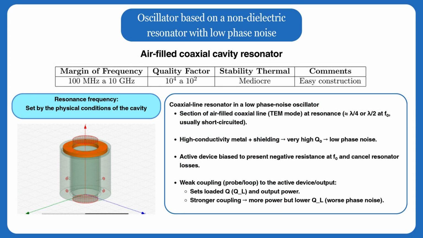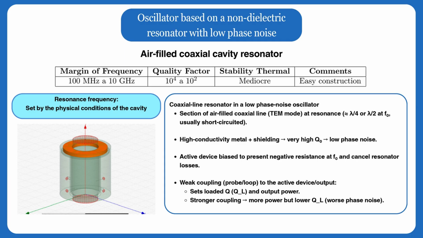We choose an air-filled coaxial cavity resonator as the frequency-selective element. It is essentially a section of a coaxial line with an inner and an outer conductor used at resonance. The line is usually short-circuited at one or both ends to create a standing wave, and its typical lengths are a quarter of a wavelength or half a wavelength at the desired frequency.